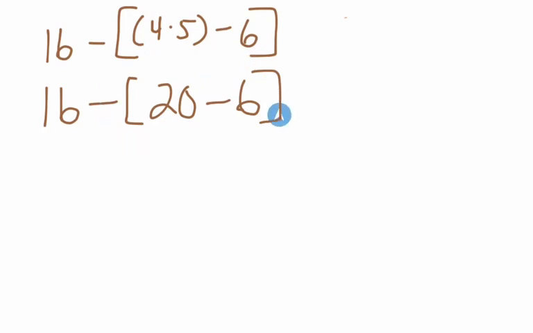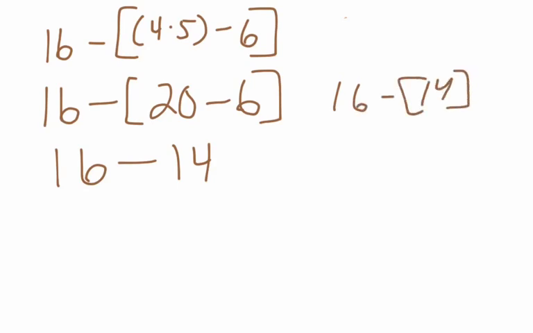Now we have one grouping symbol, and so we'll do what's in that. We'll do the difference. So 20 minus 6, and that gives us 14. And notice you don't need the grouping symbol anymore. Once you've carried out the operation, there would be no point in writing that. That's just extra writing. So you don't need that grouping symbol. And now we would do the last operation, which is 16 minus 14, which is 2.